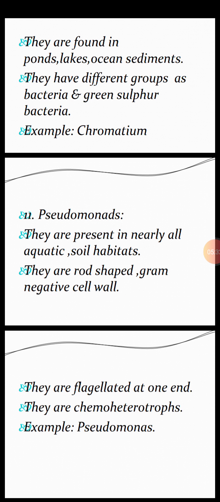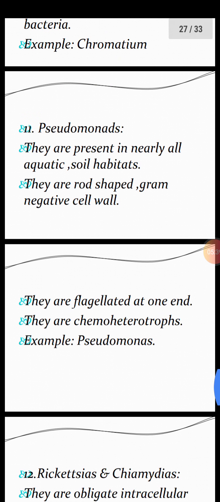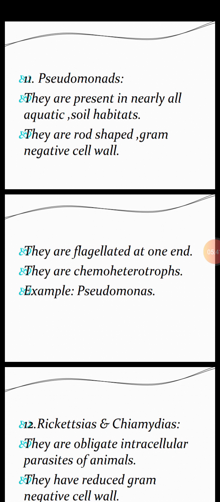Next are pseudomonads. They are present in nearly all aquatic and soil habitats. They are rod-shaped with a gram-negative cell wall. They are flagellated at one end, so they can move. They are chemoheterotrophs, unable to make their own food. For example, Pseudomonas.